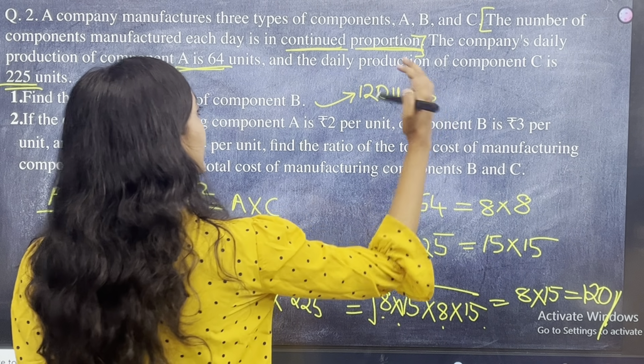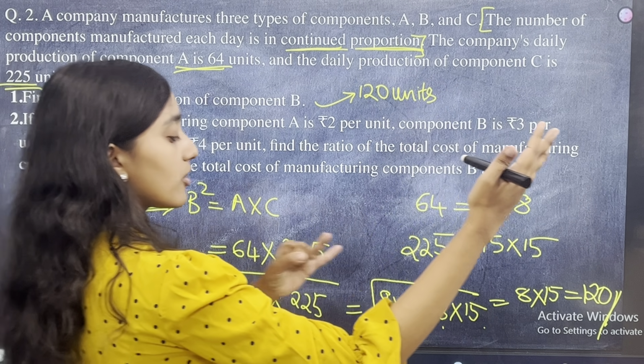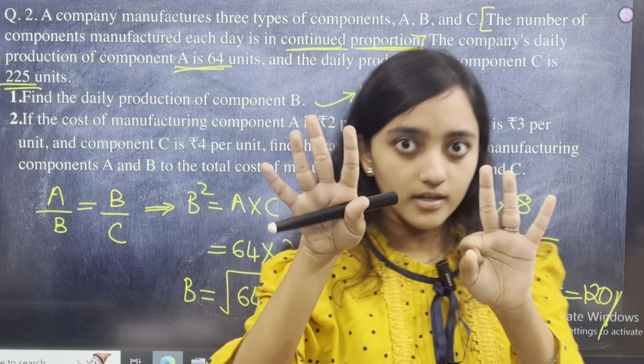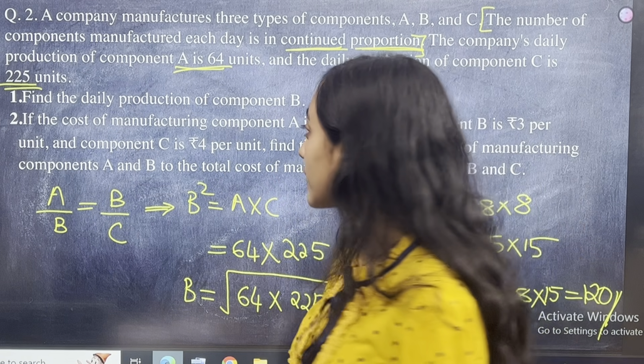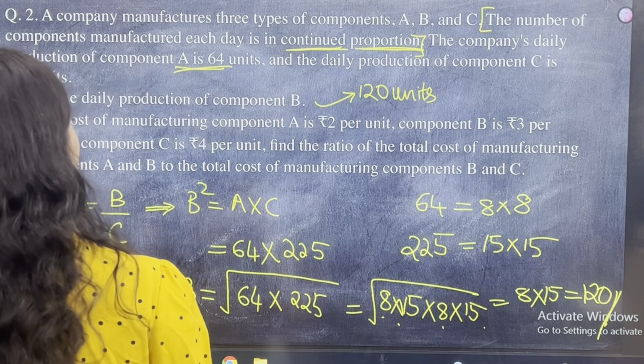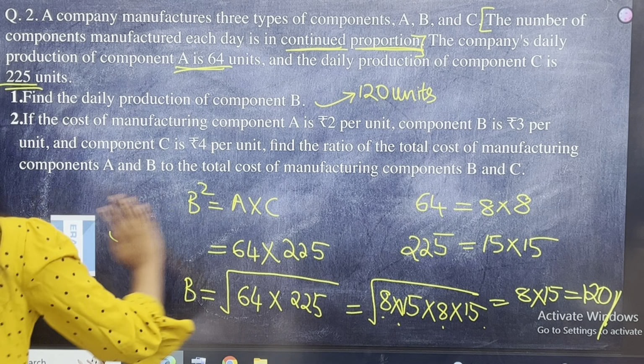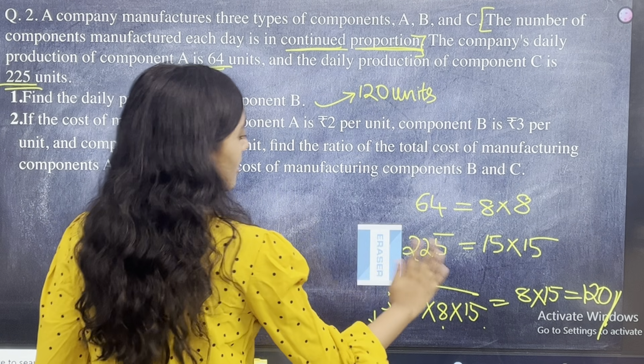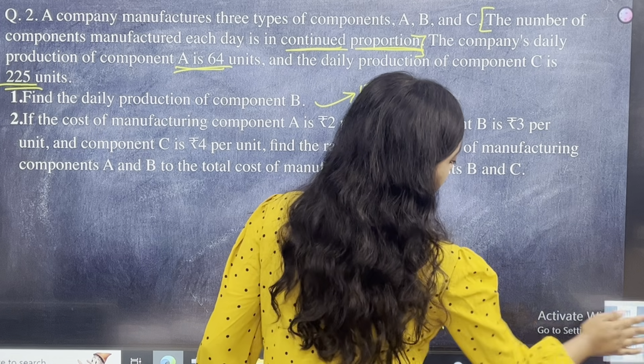15, 30, 45, 60, 75, 90, 105, 120. 15 into 8 is 120. And therefore, the daily production of component B is 120. Okay. Now, let us go for part B.